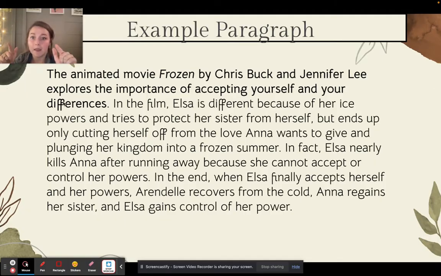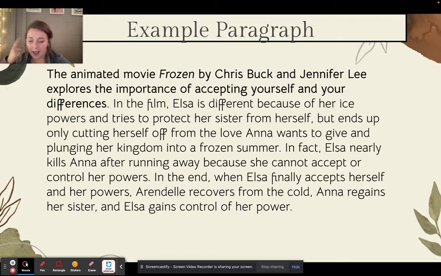There's my theme. Now here come my 3 supports, but I'm going to try to add in some transitions to make them sound nice. In the film, Elsa is different because of her ice powers and tries to protect her sister from herself, but ends up only cutting her off from the love Anna wants to give and plunging her kingdom into a frozen summer.